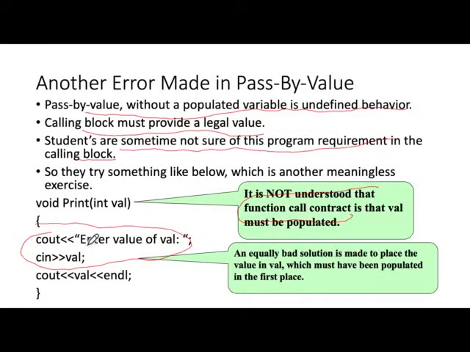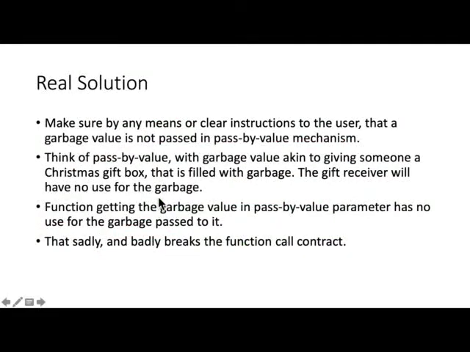You don't fix this problem by putting this code inside the print function. It's not the print function's job to provide a good value to val. So this is a bad fix. To me, this is just as bad as not providing a value, just having a garbage value for val. Okay?